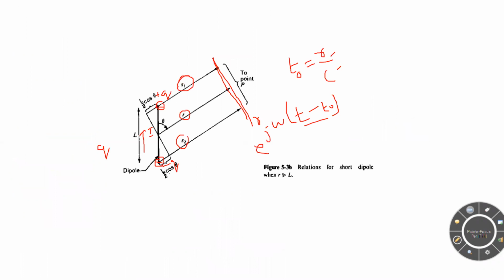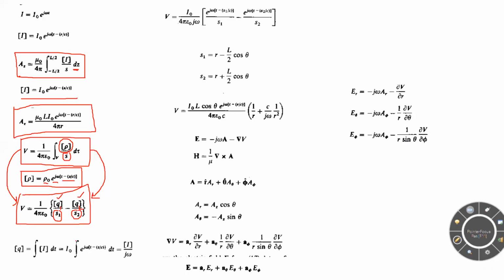From this point the distance is s1 and from this point the distance is s2. So we are considering the potential at this point, where the retarded charge is given by the integration of the retarded current into dt, because if you remember, dq by dt is equal to current. This is the general equation.